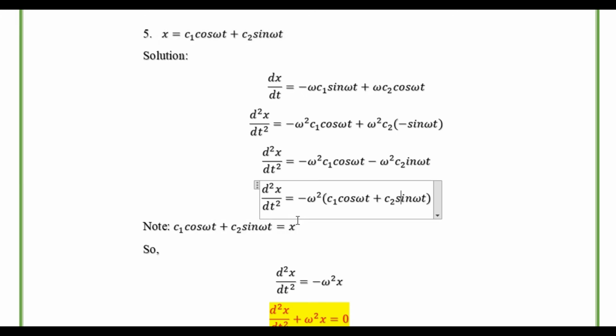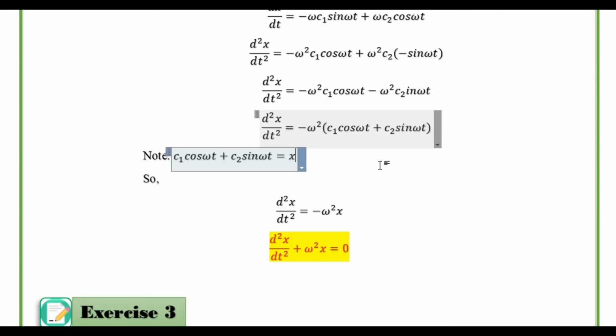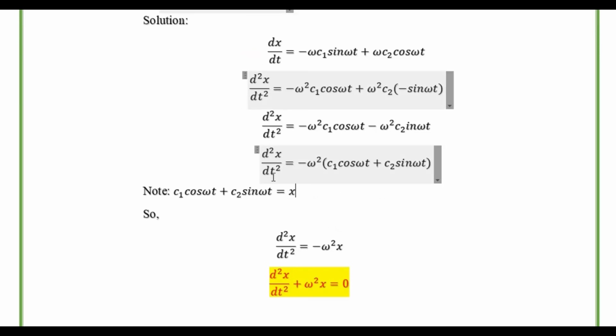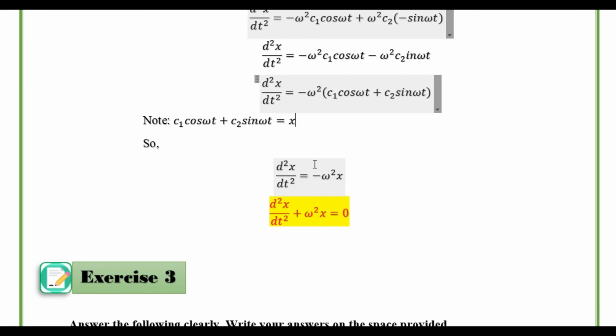Tama ba? No, so ito pala. Okay? So, ang C1, yan, is equals to X. So, that means, ito, pwede natin yan palitan as X, no? So, equal man yan sa X. So, therefore, the second derivative is equals to negative omega squared X. So, as you can see here, wala nang arbitrary constant. So, therefore, this is the corresponding differential equation of the given function. Okay? So, that's how you eliminate the arbitrary constants to obtain a differential equation.